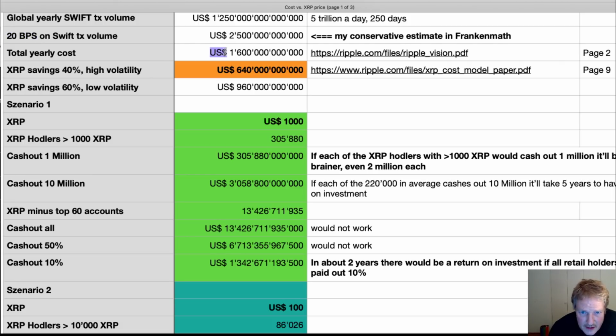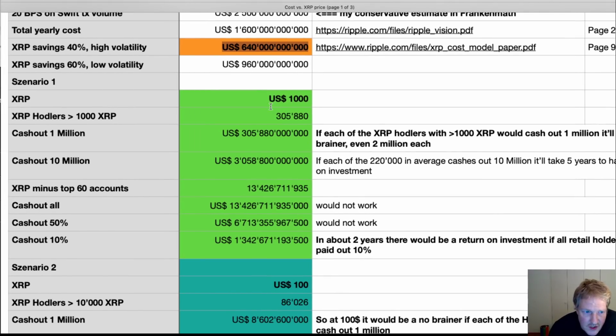Ripple themselves says the cost of the total system is 1.6 trillion year by year. If they were to use XRP at high volatility, they could save 40% of those costs. If XRP had a low volatility, they could save 60%, which is basically that amount. Let's go with the low volatility, like 640 billion a year. Okay?